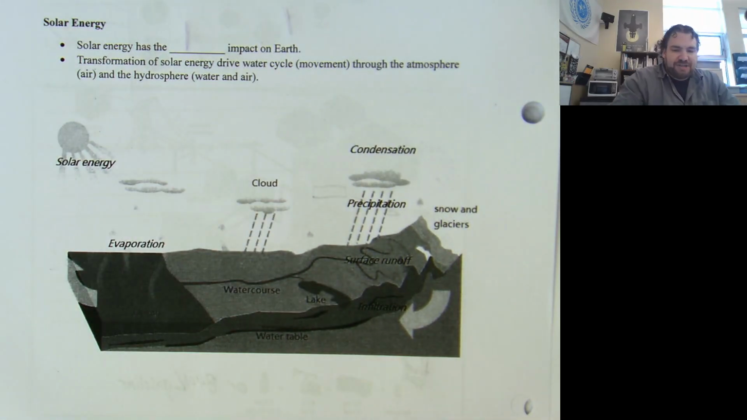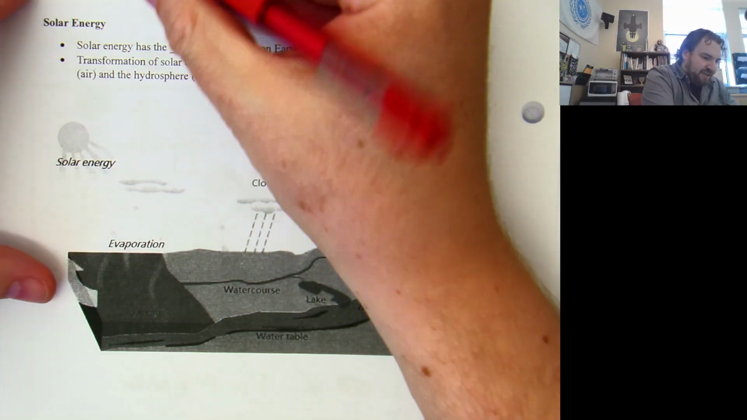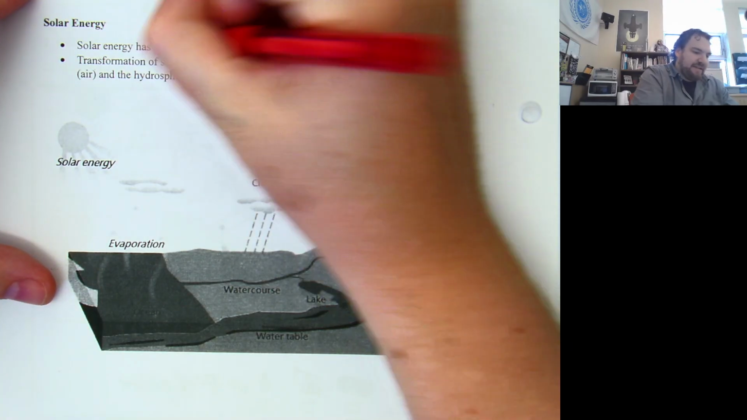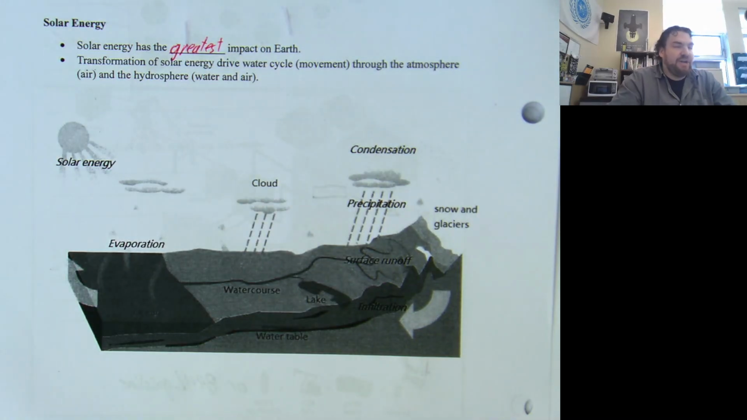Okay, so solar energy, let's talk about it. Solar energy has the single greatest impact on the Earth, because if the sun weren't there, we'd all die. Two ways. What are the two ways that we would die if the sun disappeared? Freezing to death is one. What is the other way we would die if we were somehow able to bundle up?